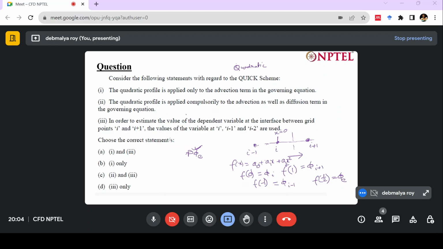So, the quadratic profile is applied only to the advection term in the governing equation. This is true. In the diffusion term, we simply use the linear method, because that is simple and satisfies all the physical demands asked of a diffusion term. We can have different profile functions for different terms. So we can go ahead with the linear form in the diffusive term, and for the advection term we can apply this quadratic. So the first statement is correct.